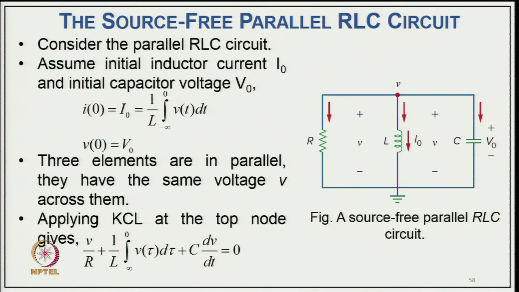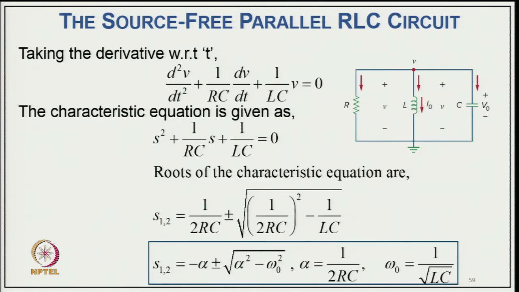Applying KCL at the top node, we get V upon R, that is the current flowing into the resistance, then 1 upon L integral from minus infinity to 0 of V t dt, which corresponds to the inductor, and then the capacitor current, C dV upon dt, equal to 0. So, that is the nodal equation; only a single node is there, so there is a single equation.